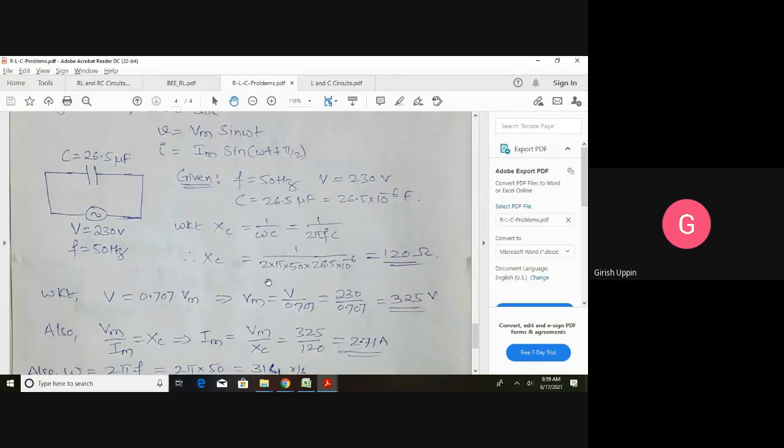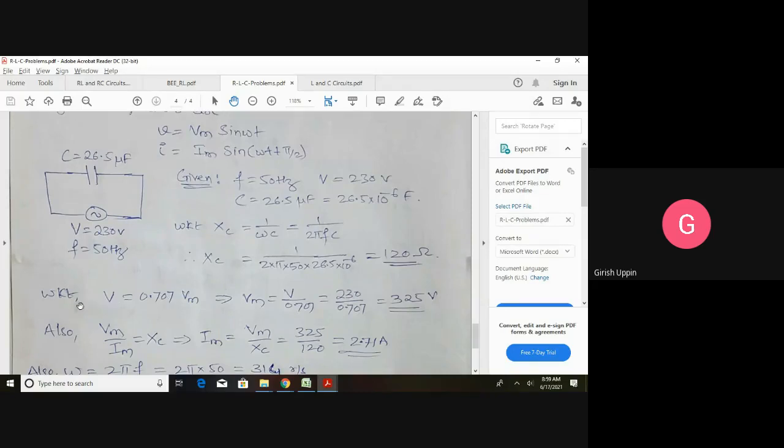XC is 1 by omega C is equal to 1 by 2 pi FC. XC is equal to 1 divided by 2 pi. Now frequency is 50 and C is 26.5 into 10 raised to minus 6. You have to take this 10 raised to minus 6 into account. We get it as 120 ohm. So XC, capacitive reactance, is 120 ohm.